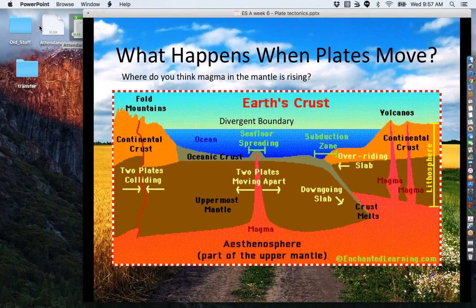Anyway, that's the same thing here. Divergent means to move apart. And so the convection cell underneath it is causing that plate to move apart. Now the same thing might be happening, causing two plates to combine, as we see over here with a convergent boundary.